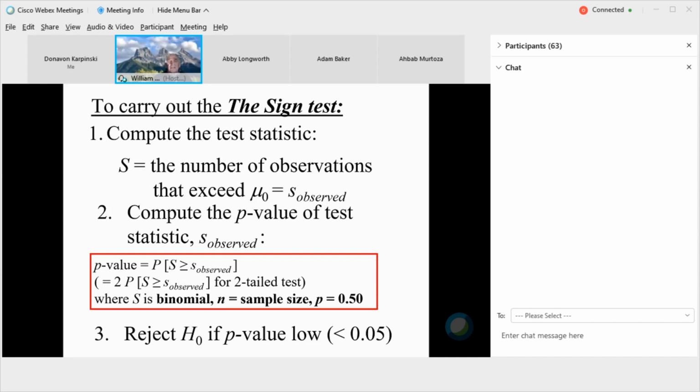To carry out the sign test, you simply compute the number of observations that exceed mu naught, and then you work out a p-value, a probability of getting a value that extreme or more extreme. If you're using a two-tailed test, you double the one-tailed value. This can be calculated using the binomial distribution or the normal approximation to the binomial when n is large. Reject if the p-value is small, less than 0.05 or 0.01.